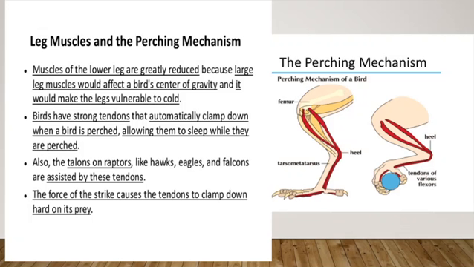But to cope with that, birds have a strong tendon that automatically clamps down when the bird is perched, allowing them to sleep while they are perched. They have a strong tendon coming from the end of the femur going to the tips of the digits of their leg. So all the talons on raptors like hawks, eagles, and falcons are assisted by these tendons. The force of the strike causes the tendons to clamp down, and that is a killing action to a prey.